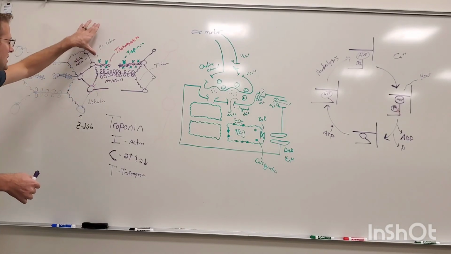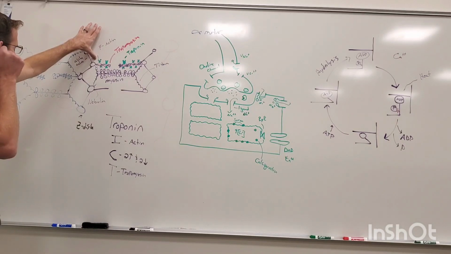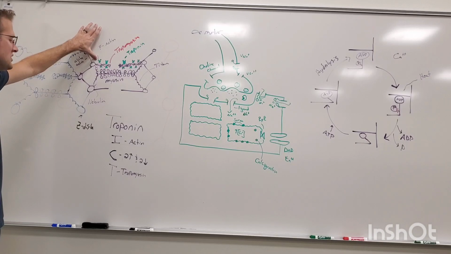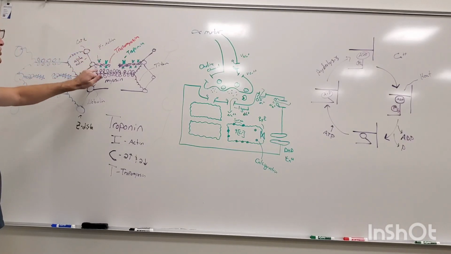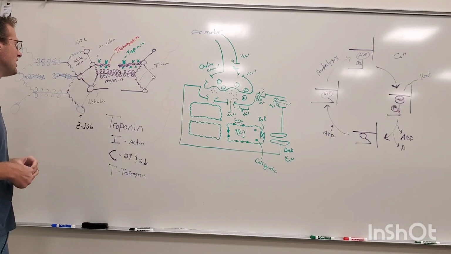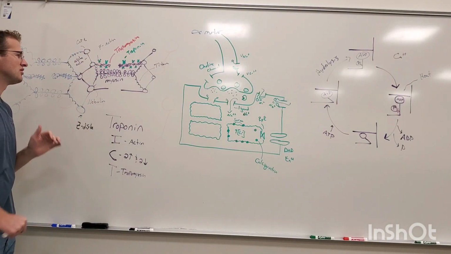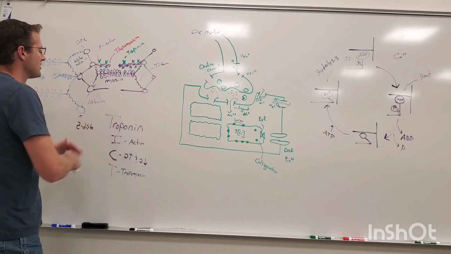We have these green Mickey Mouse shaped structures. This is going to be troponin. It's made up of 3 subunits: troponin I, troponin C, troponin T. And then we have this tropomyosin right here in red on this purple length of sarcomere here.